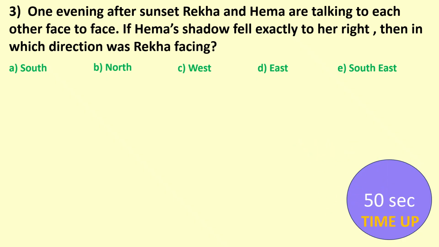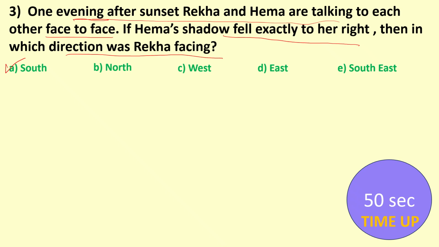Okay students, time up now. We'll solve the question. The correct answer should be south. One evening after sunset, Rekha and Hema are talking to each other face to face. If Hema's shadow fell exactly to her right, then in which direction was Rekha facing?